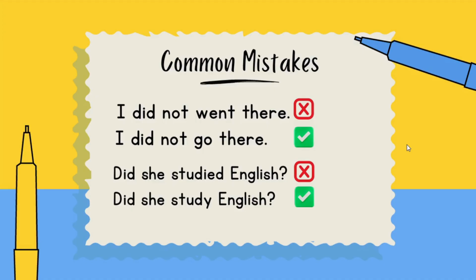The second sentence: did she studied English? Here we have studied as the second form. So that's why we have to focus on using the base form of the verb. Like, did she study English?